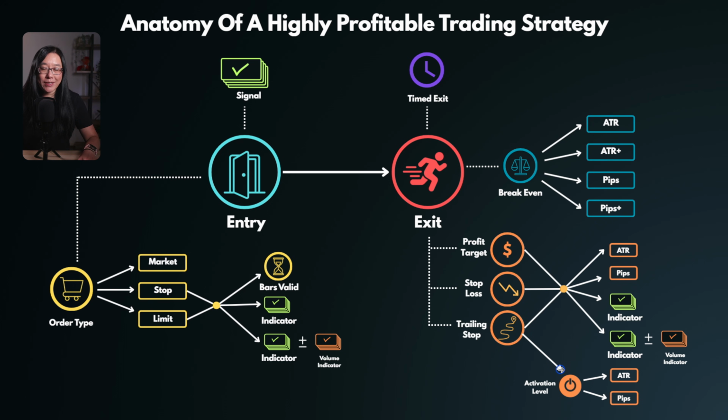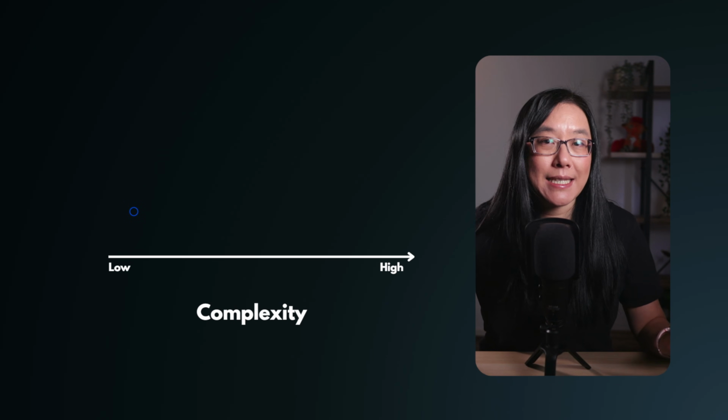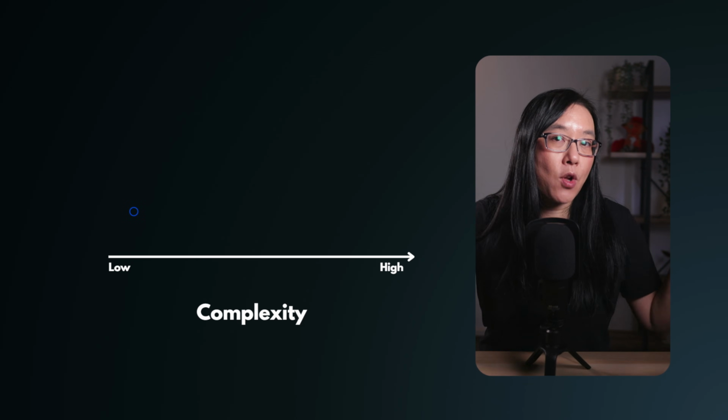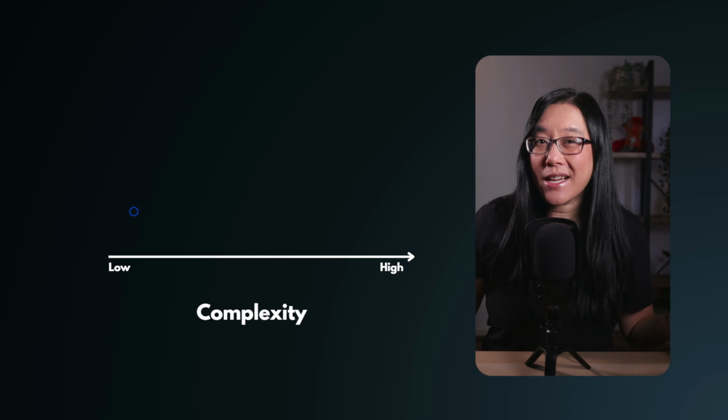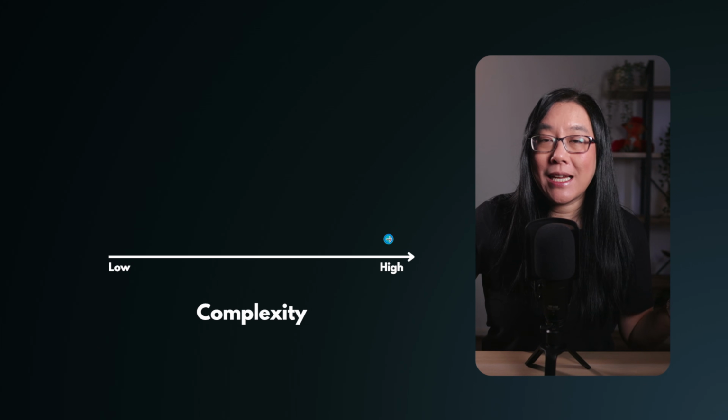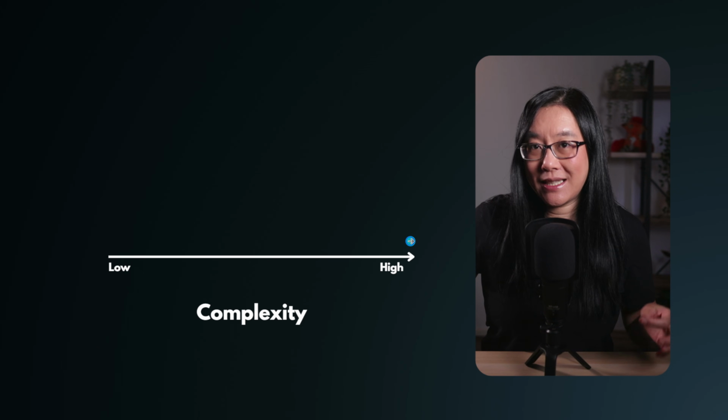I'm not going to go into the details of each of these components. Just be aware that this is what's possible, and it can get really, really complicated if you use all of them. So let's take a look at complexity. Unfortunately, it's not an on-off switch whether it's complex or not. It's actually a scale. You can have low complexity, medium complexity, and infinitely high complexity strategies.